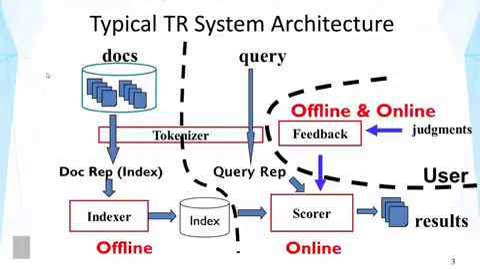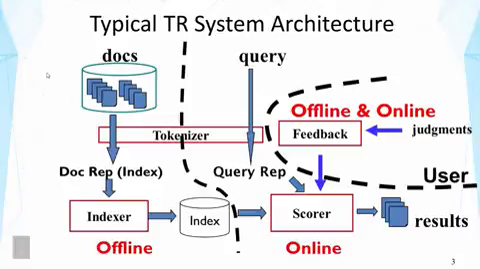Now, typically the indexer is done in the offline manner, so you can pre-process the collected data and build the inverted index, which we will introduce in a moment. And this data structure can then be used by the online module, which is a scorer, to process a user's query dynamically and quickly generate search results. The feedback mechanism can be done online or offline, depending on the method.